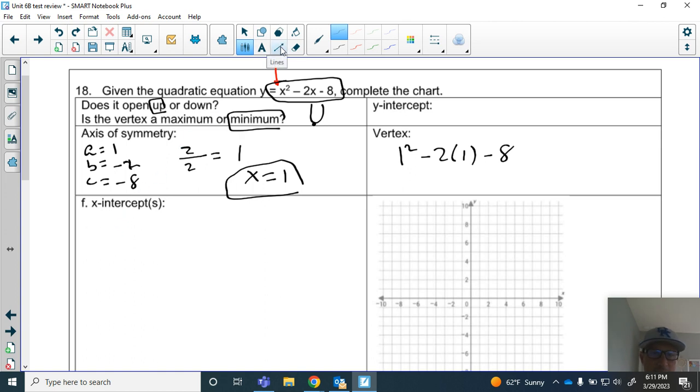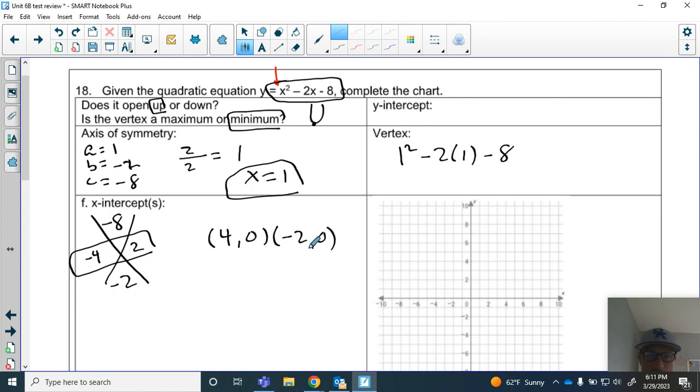X-intercepts. I think you can do Desmos on this, but if you can't, we're looking for two numbers that multiply to negative 8 and subtract to negative 2. It's going to be negative 4 and positive 2. The opposites of these are your x-intercepts. So it's going to be 4, 0, and negative 2, 0.